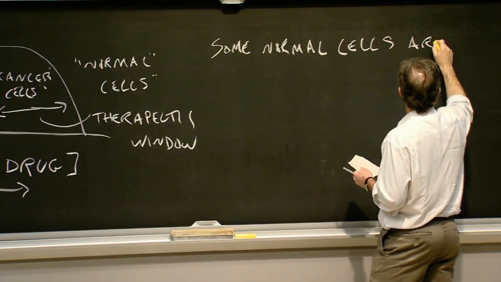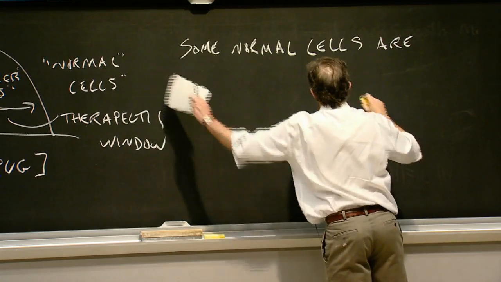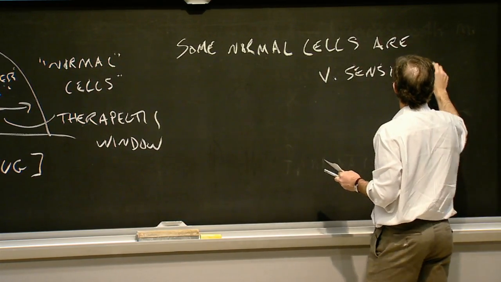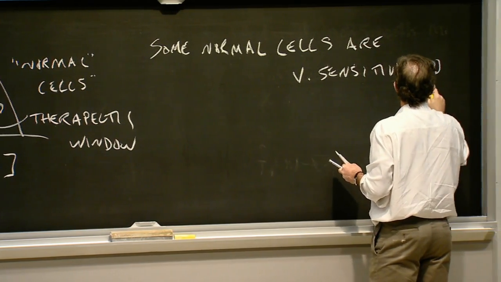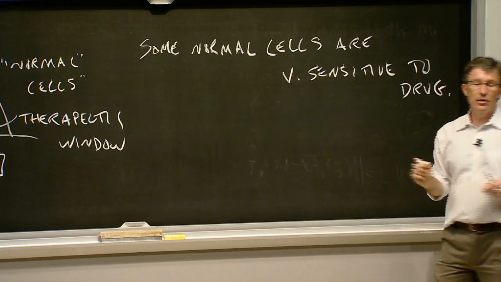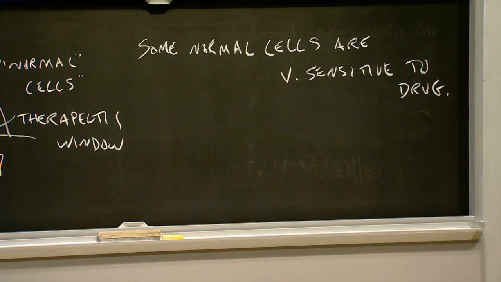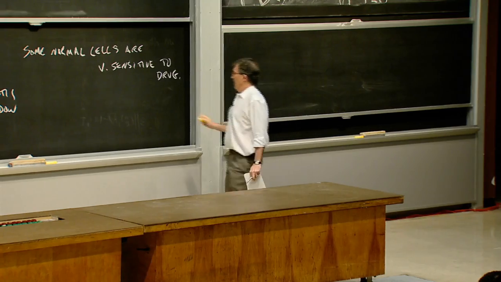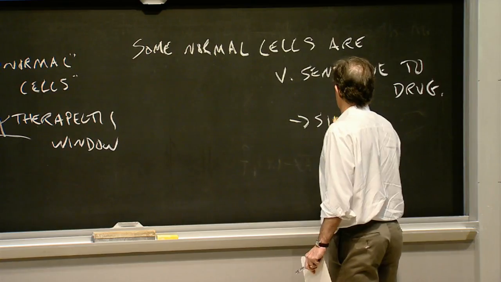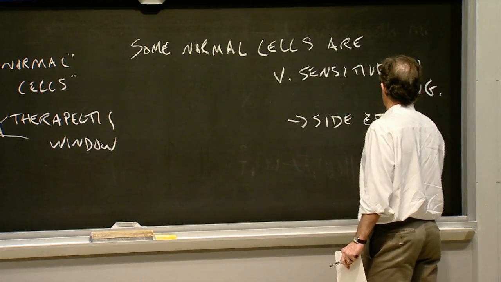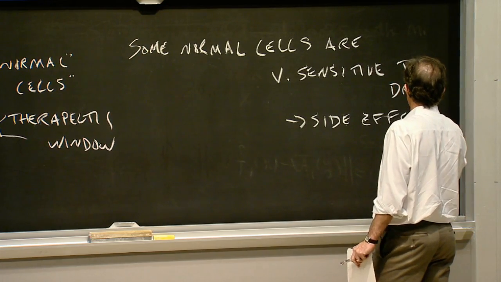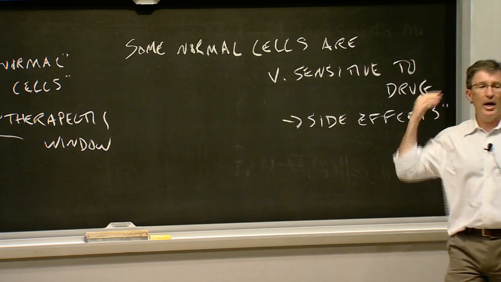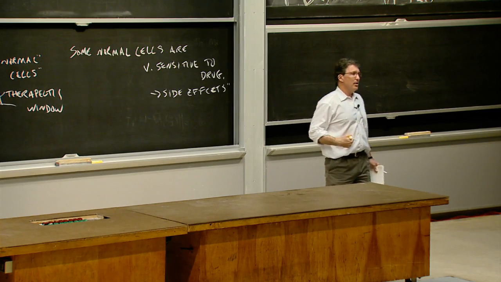Some normal cells in your body, unlike these normal cells, are very sensitive to the drug at low concentrations, the DNA damaging agents, for example. This results in side effects. And I suspect you are all familiar with the side effects of cancer chemotherapy. Your hair falls out. You get nauseous.